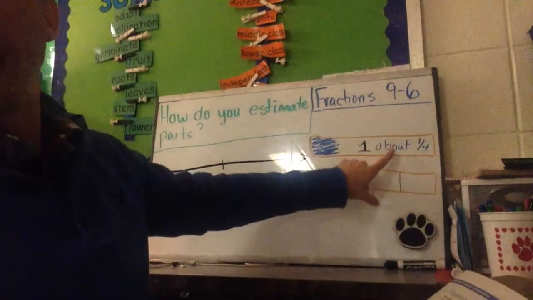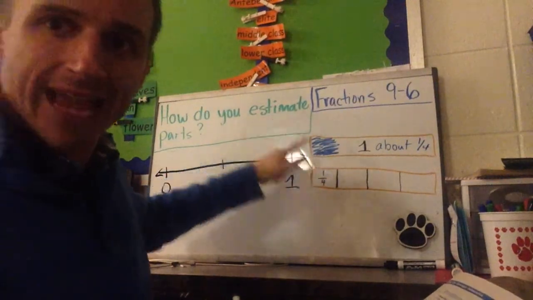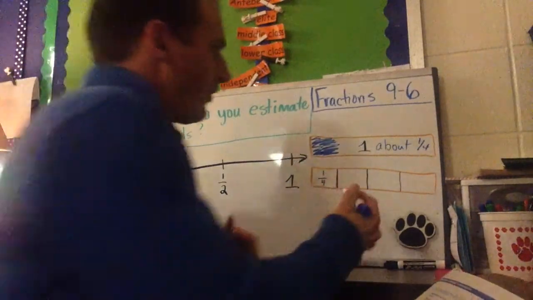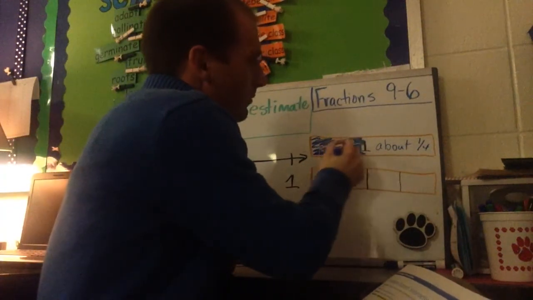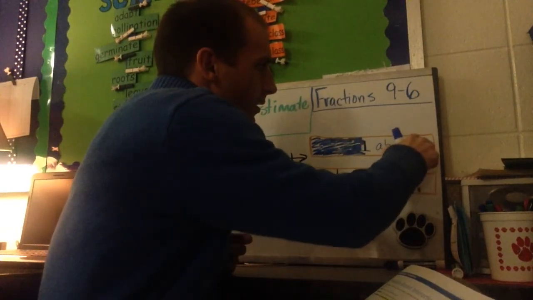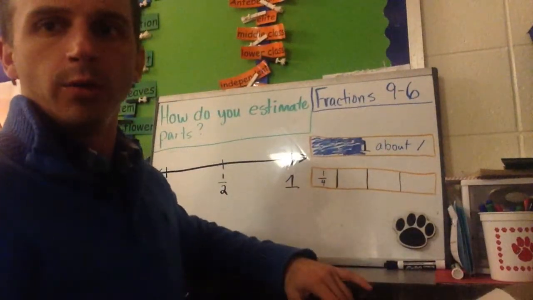We're going to use the word about, because when we use the word about, that means we are estimating. We don't know exactly, but we're pretty close. That's about 1/4. Well, what if I were to shade all the way up to here? We'll cover up my 1 a little bit. What if I were to shade all the way up to here? What would the fraction be? You can pause and think about it. What would the fraction be?